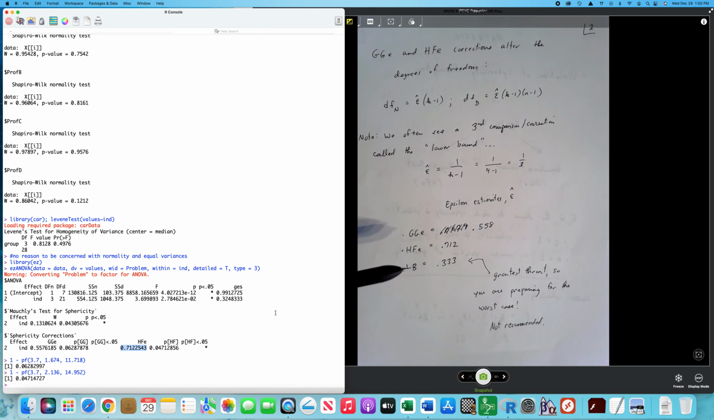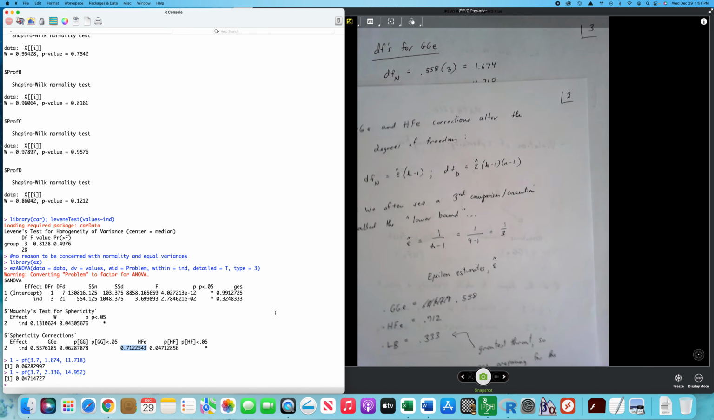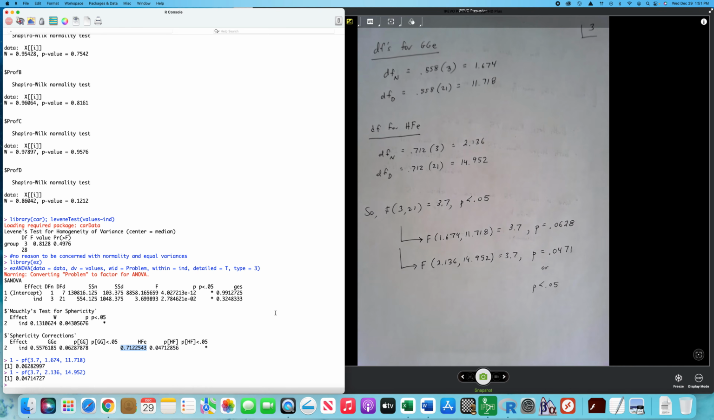Just a parting bit of information. The lower bound is where we have the greatest threat, because it's of the 3 that we have here, it will always be the, well, no, I'm not going to say always. Yeah, I will say always. It will, because this serves as the lower bound for the Greenhouse-Geisser. So this will always be the lowest bound, so it'll be the furthest from 1. So this is the greatest threat to sphericity. So you're kind of preparing for the worst case if you use that. Just an FYI, I don't recommend that approach.